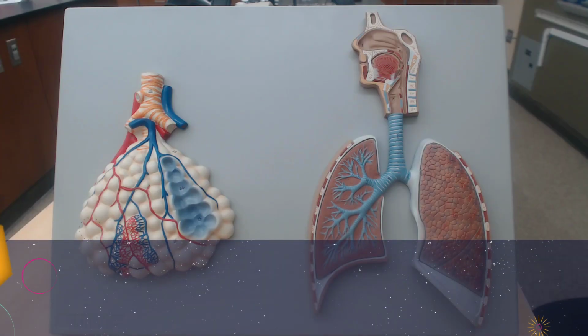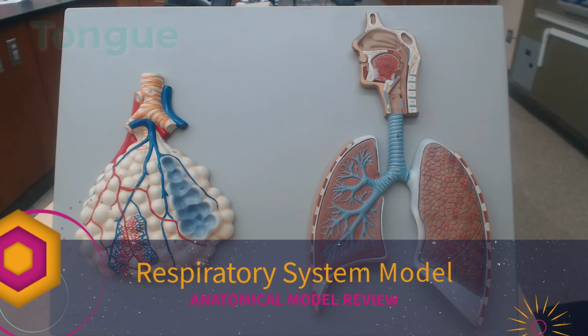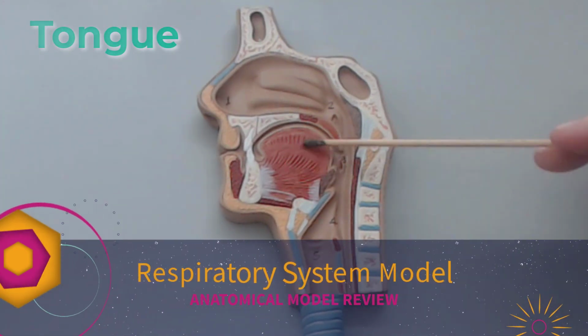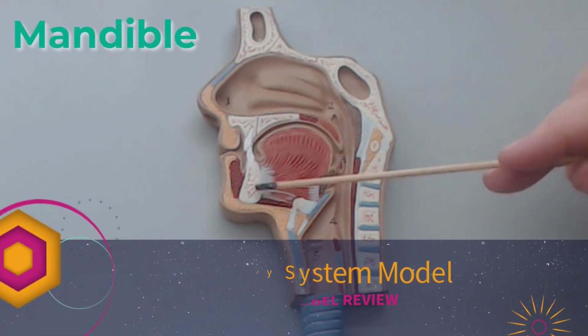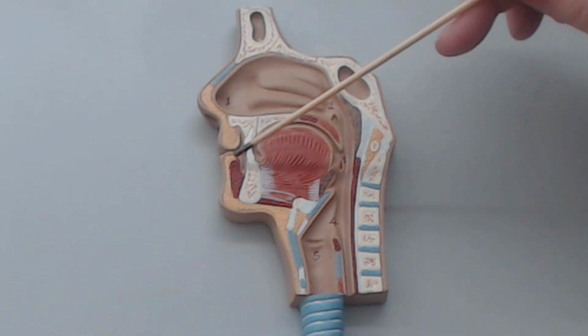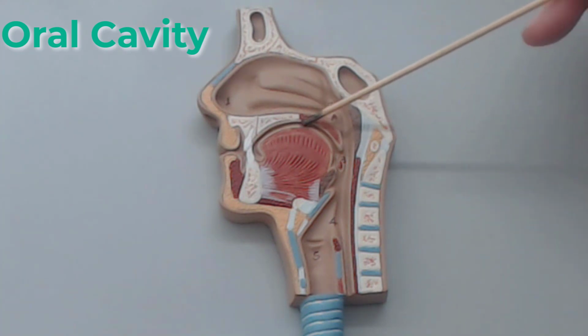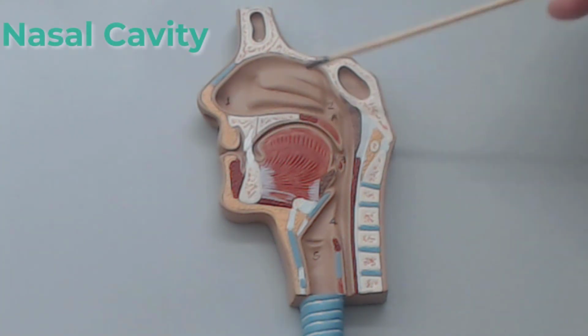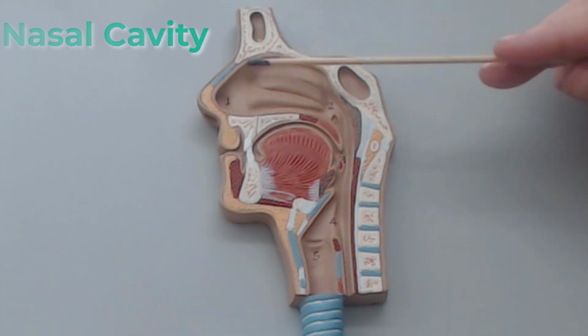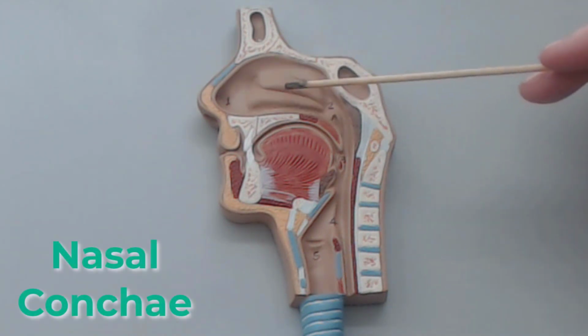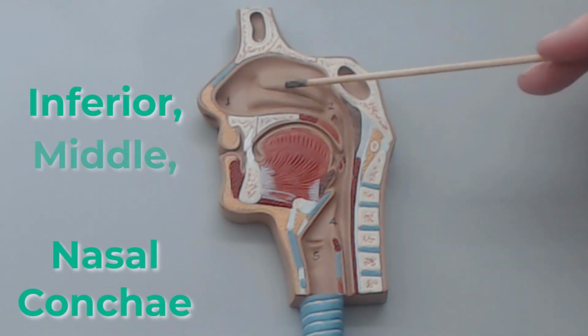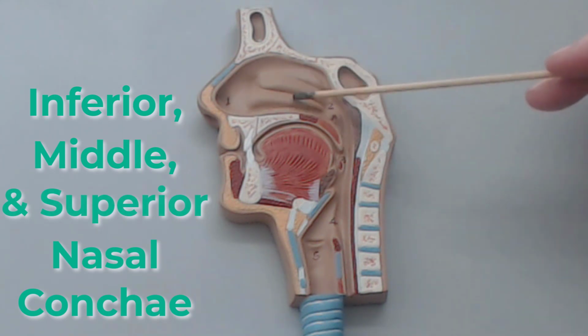So this is the respiratory system model. This structure here is the tongue. This is the mandible. These would be lips, and this is the oral cavity here. This is the nasal cavity. These are the nasal concha. This is the inferior, middle, and superior nasal concha.